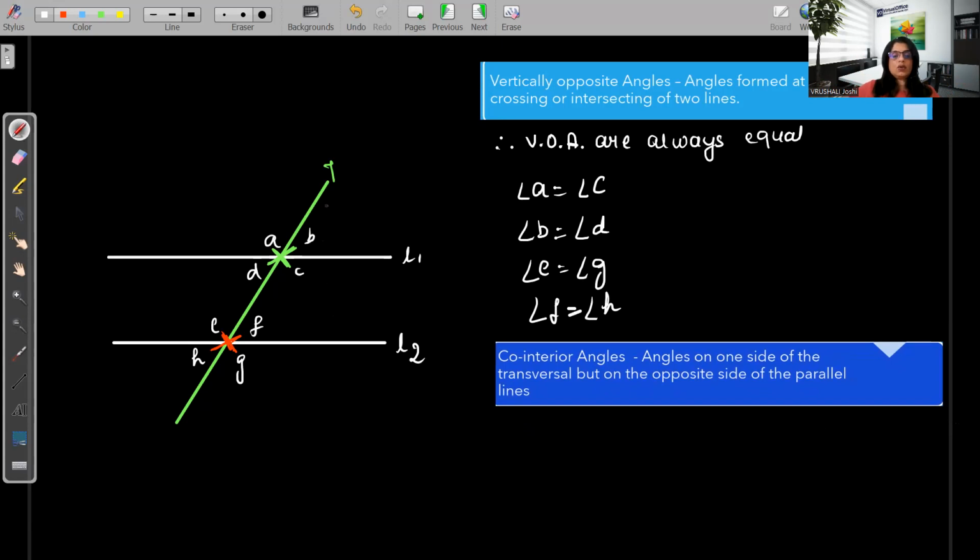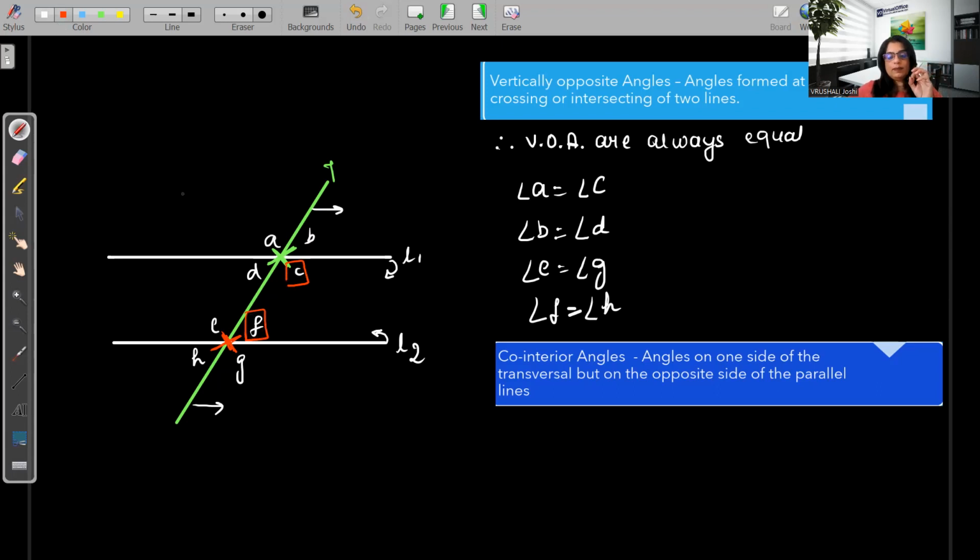Co-interior means they are on one side of the transversal. That means if this is the transversal, they are going to be on one side, and they are going to be on the opposite side. So if one is below the line, this is going to be above the line. That means we are talking about which two angles? We are talking about angle C and angle F, like this. They are called co-interior angles.